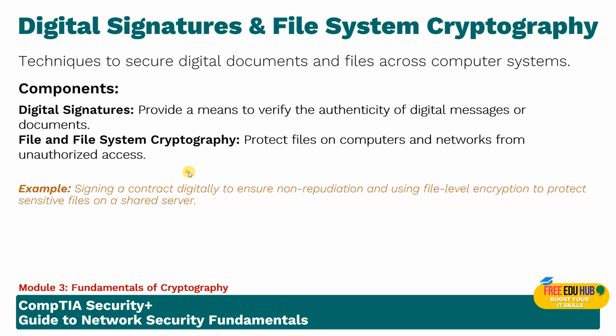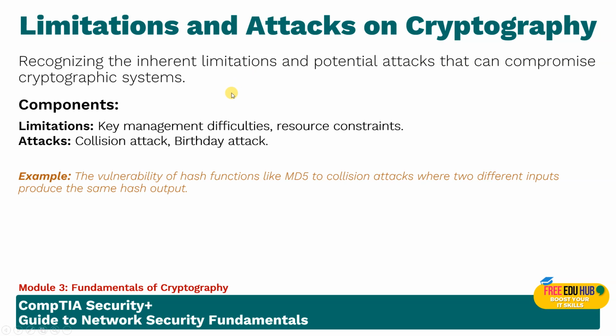Then we have limitations and attacks on cryptography, recognizing the inherent limitations and the potential attacks that can compromise cryptographic systems. The limitations could be key management difficulties, resource constraints, or the collision attack, or the birthday attacks, etc. Now, the limitation on cryptography is that it is a necessary feature to add to protect lower power devices and applications with fast response times to make them secure. Adding cryptography to lower power devices or those that have fast response times can be difficult. Cryptographic algorithms require both time and energy, which results in resource versus security constraints.